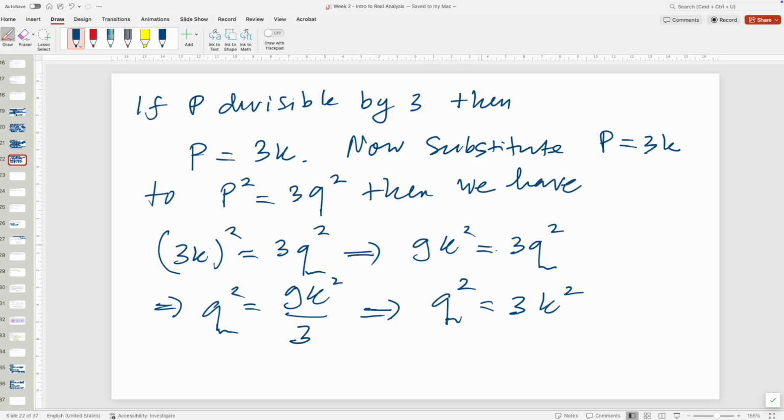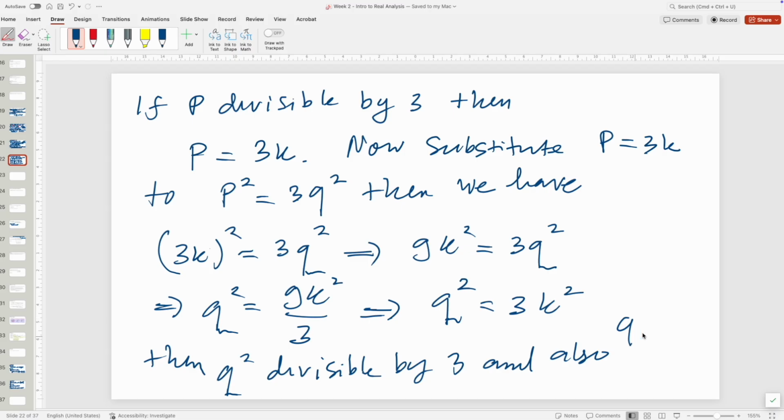What does it mean? Then q square is divisible by 3 because I can write q square as 3k square. Okay? And also q is divisible by 3, by the previous theorem statement that we already proved before.